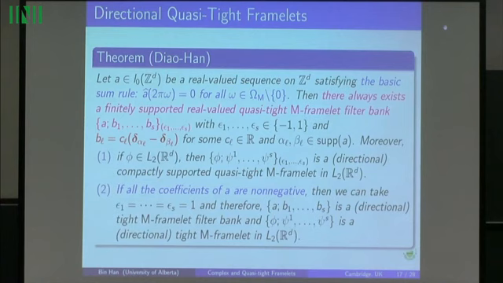So this includes the Haar. The Haar filters are indeed just 1, 1, 1, 1, 1 everywhere, non-negative coefficients. And the masks for all the box spline functions are non-negative. So we can construct these directional quasi-tight framelets.